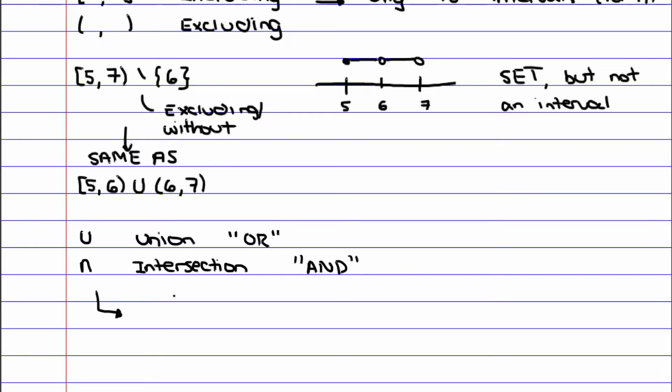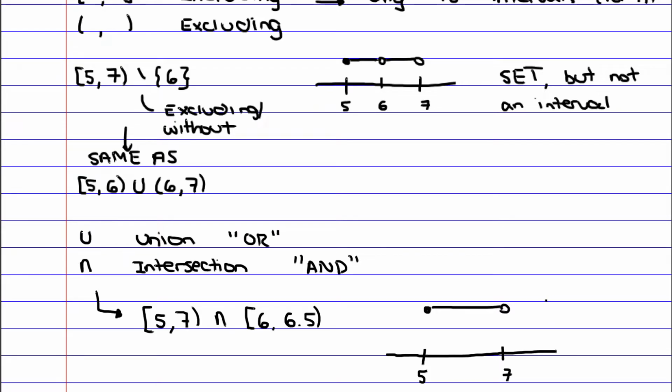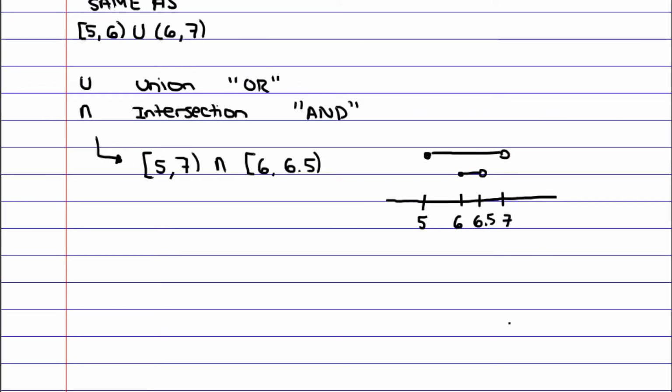For this, we could have something like [5, 7) intersection [6, 6.5). The best way to simplify this is to look at it on a number line. In this case, we have from 5 to 7 for the first one, including 5 but not including 7. And then from 6 to 6.5, including 6 but not including 6.5. If you want the intersection, that would just be where they overlap. So the intersection would be from 6 to 6.5. Notice how 6 is included in both. 6.5 is included in one but not the other, so it does not satisfy both conditions. So we're going to include 6 but not include 6.5.